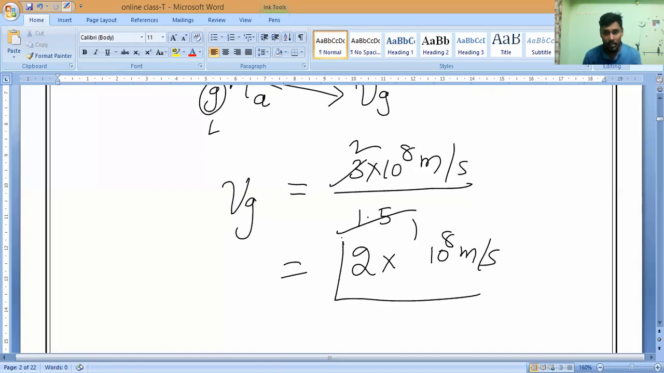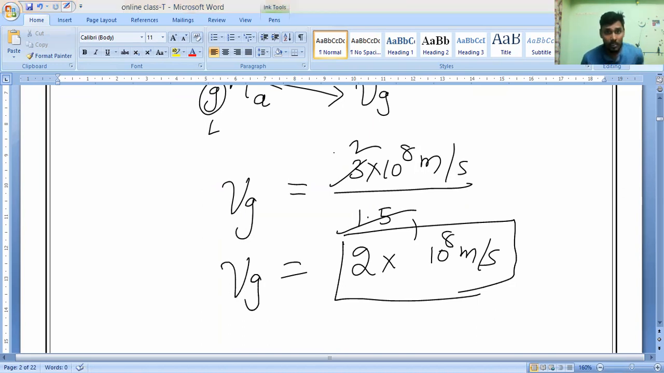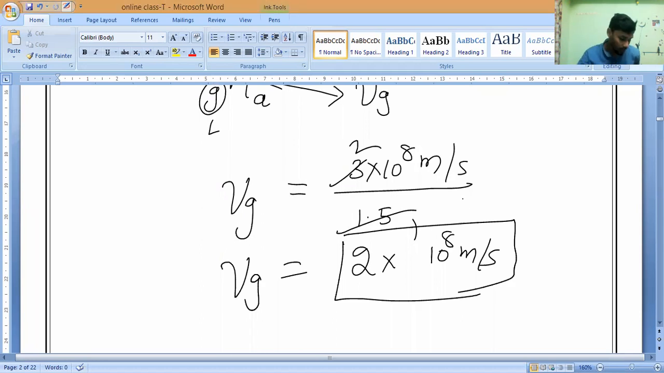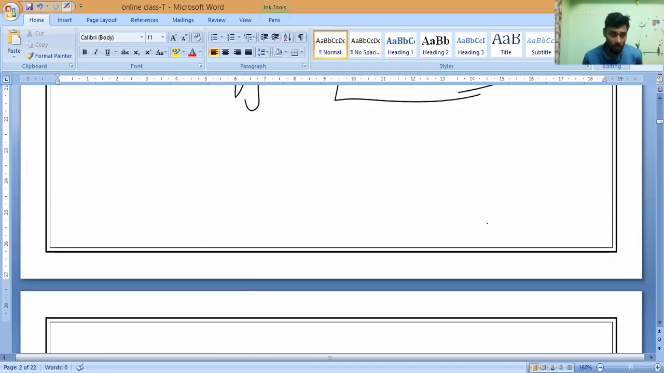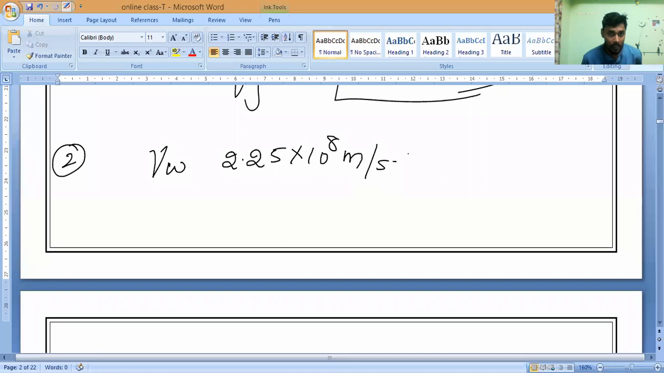So you understand, guys? Everybody? Clear? Yes, sir. Everyone? Any doubt you can ask. That is the one way of asking questions. Now second question. Any doubt? Others, please respond. Now the second question you can see. The speed of light in water is 2.25 into 10 power 8 meter per second. Calculate the refractive index of water.